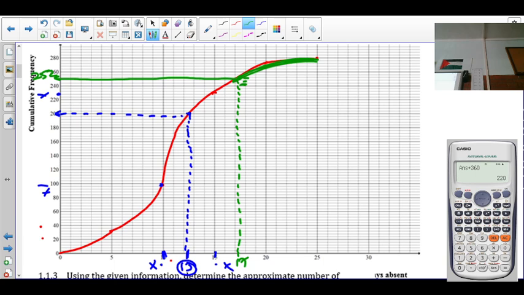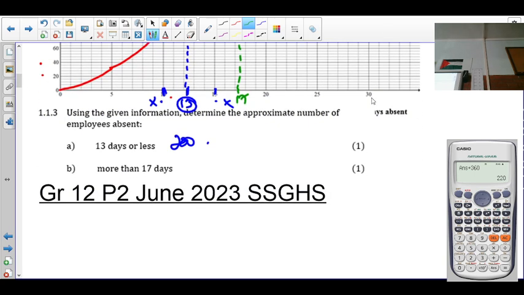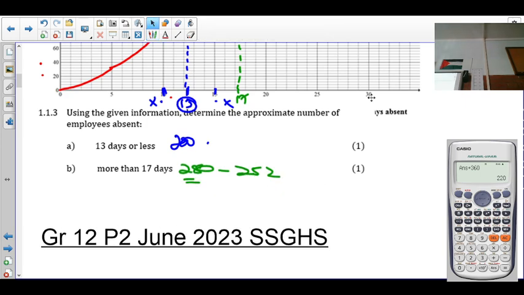So it's going to be 280 minus 252. And that is now going to give you an answer of 28. Not degrees, but 28 employees. Okay, is that correct? And on the memo I got 24. Same calculation I made? Okay.